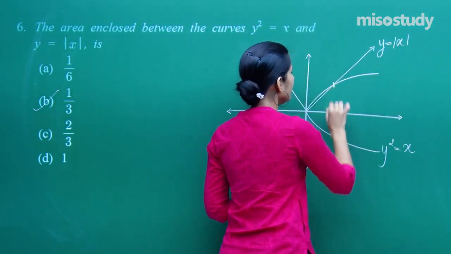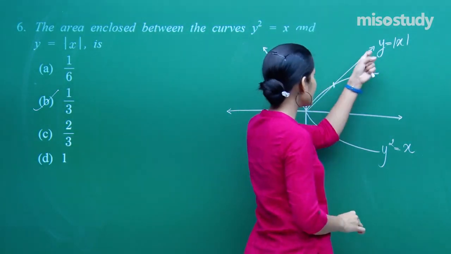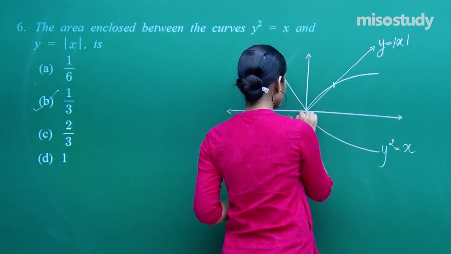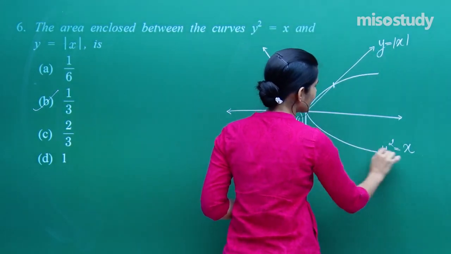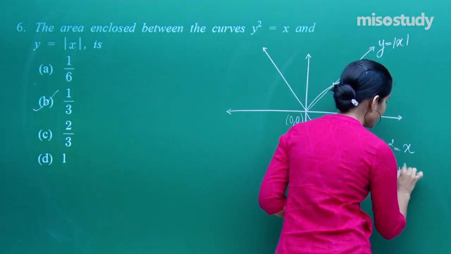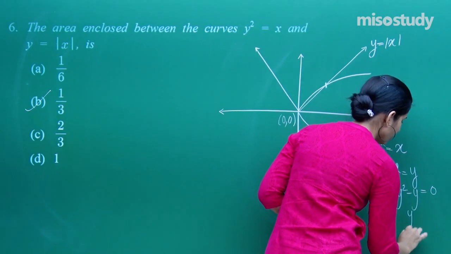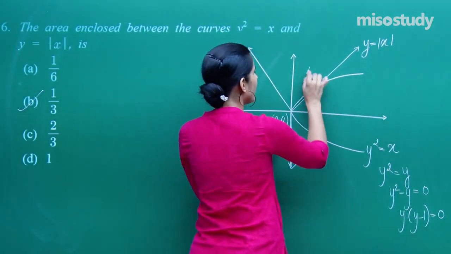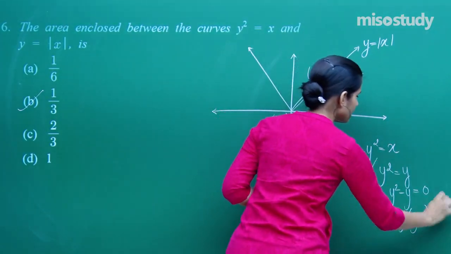What is this point? Over here this line is y equals mod x, but this line is actually y equals x, because for x non-negative, mod x is equal to x. And this is y squared equals x. When you put y in place of x, you get y squared equals y, which is y squared minus y is 0, so y times y minus 1 is 0. You get y equals 0 and y equals 1. You actually get these 2 points of intersection.